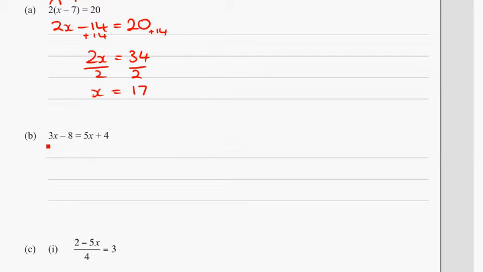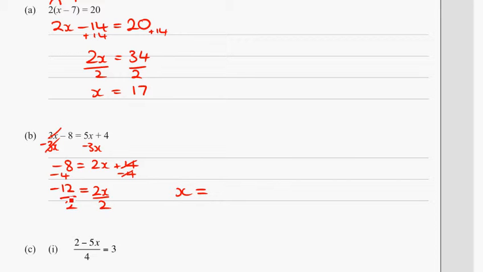Right, part B. Here's the smaller x, so we'll subtract 3x. And we'll subtract 4 from both sides. Being careful with integers, -8, -4. Now dividing both sides by 2. -12 divided by 2, -6. And of course we could check these by substituting the numbers back into the equation.